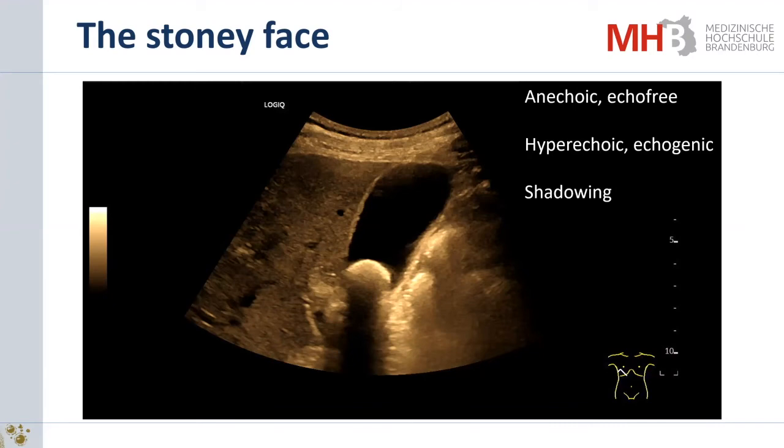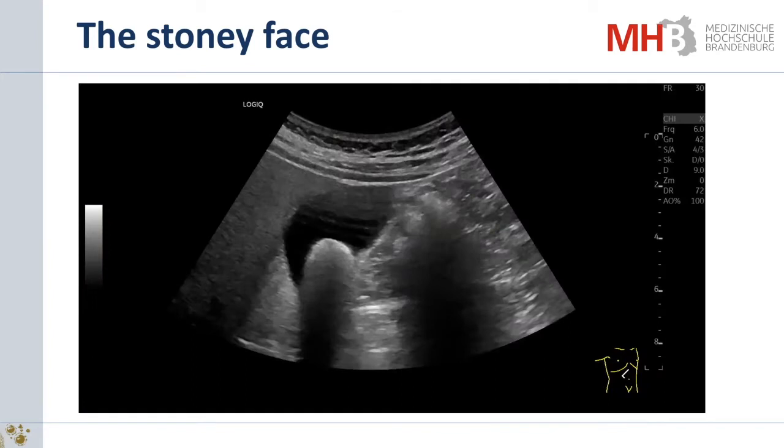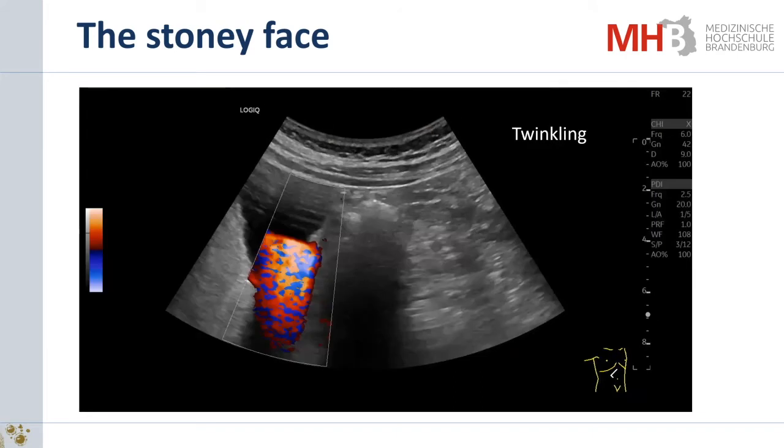And I will show you another artifact which may be not important for gallbladder stones, but it is very easy to demonstrate here. This is another example of a simple solitary gallbladder stone within a normal appearing gallbladder. But if we, in this case, activate our color Doppler, then we will have this phenomenon. A lot of colors, different colors from red to blue, and this is called twinkling. It will not help us to identify this stone.